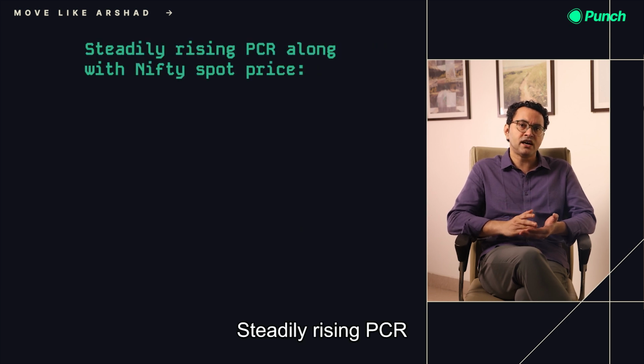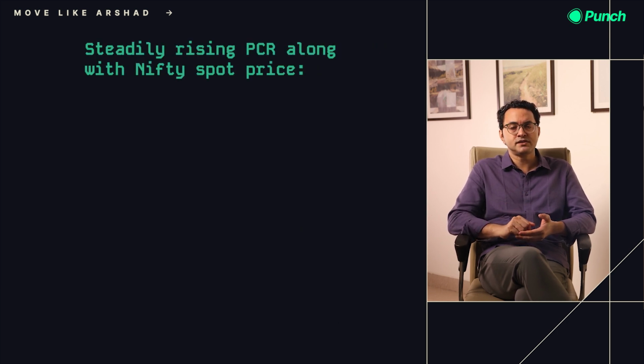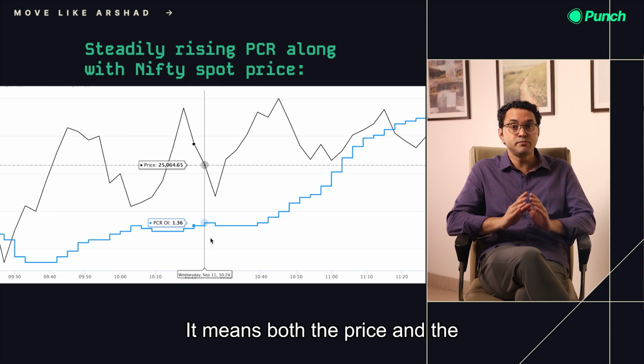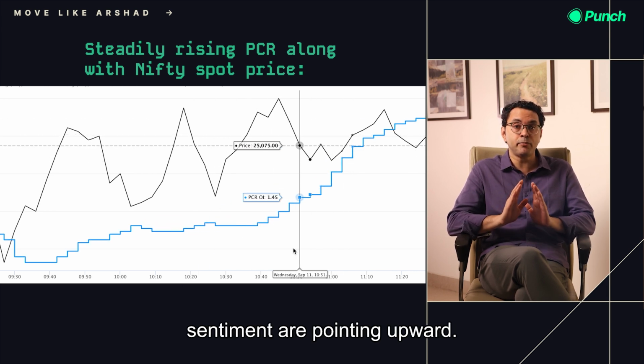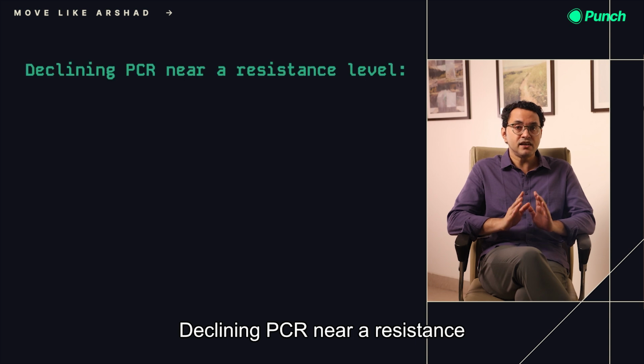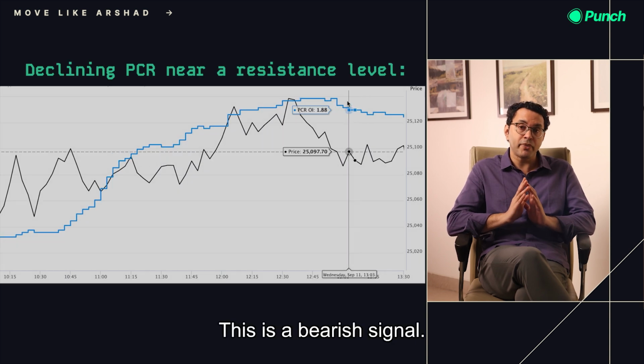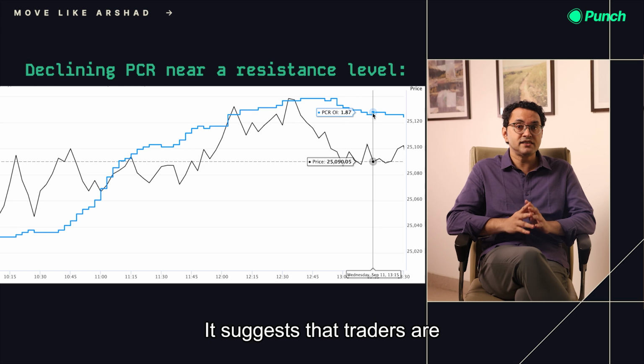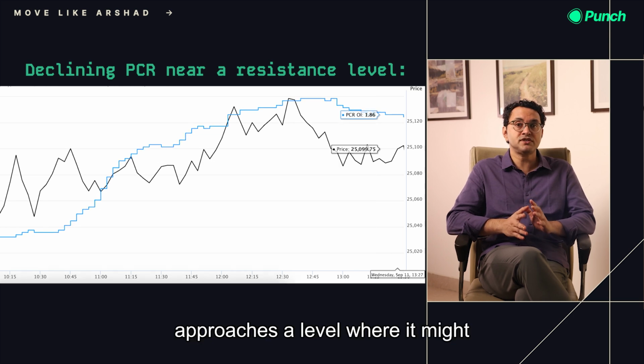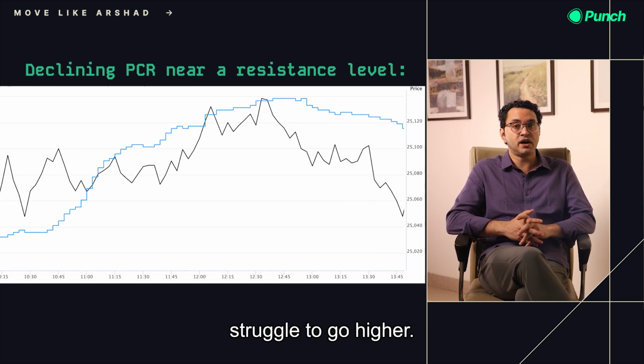Steadily rising PCR along with the Nifty spot price. This indicates a bullish market. It means both the price and the sentiment are pointing upward. Declining PCR near a resistance level. This is a bearish signal. It suggests that traders are becoming cautious as the price approaches a level where it might struggle to go higher.